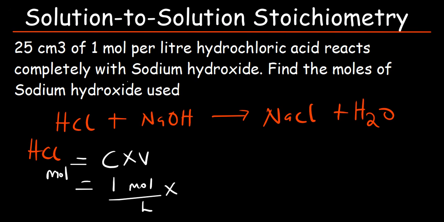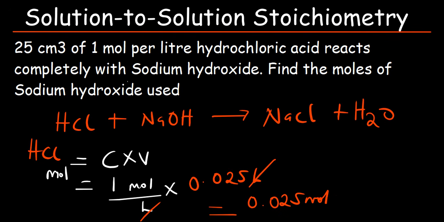So this will be 0.025 liters. So the liter and the liter are going to cancel. 1 multiplied by 0.025, I'm just going to have 0.025 moles of hydrochloric acid.